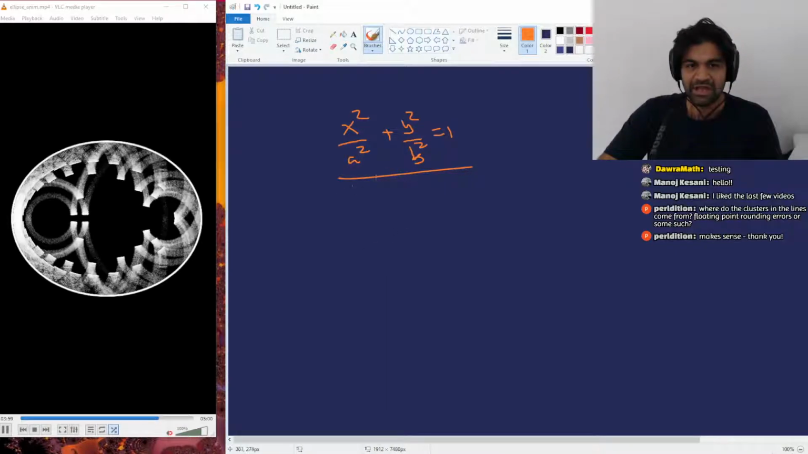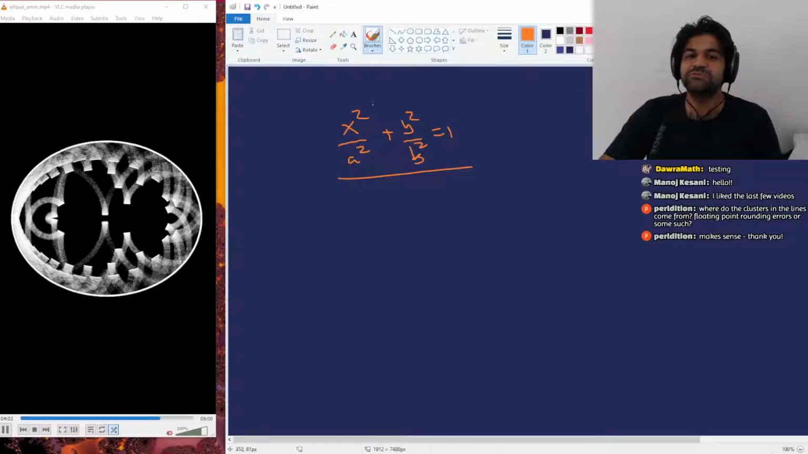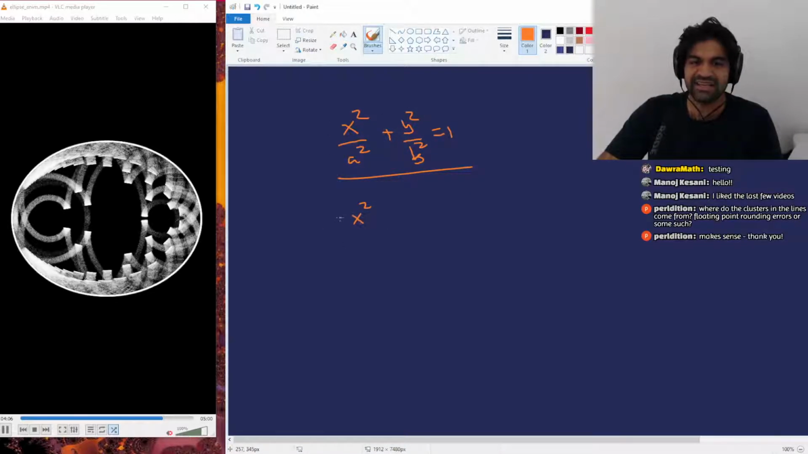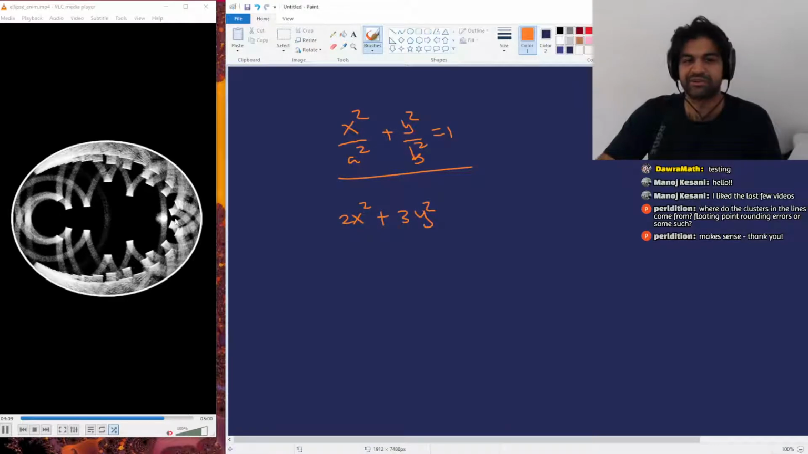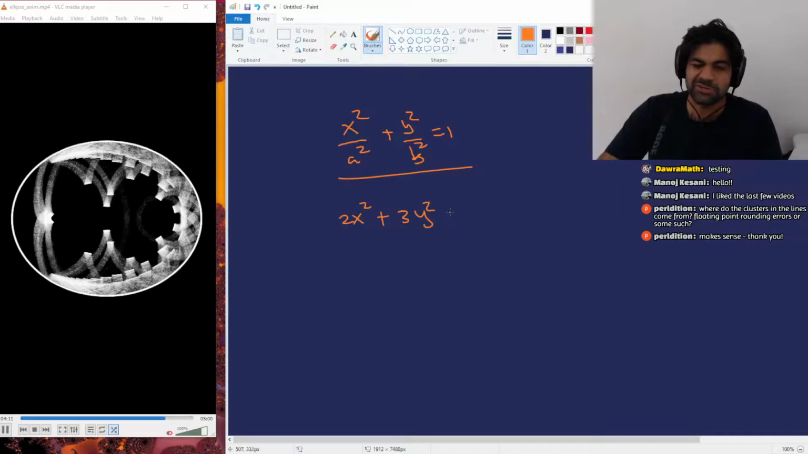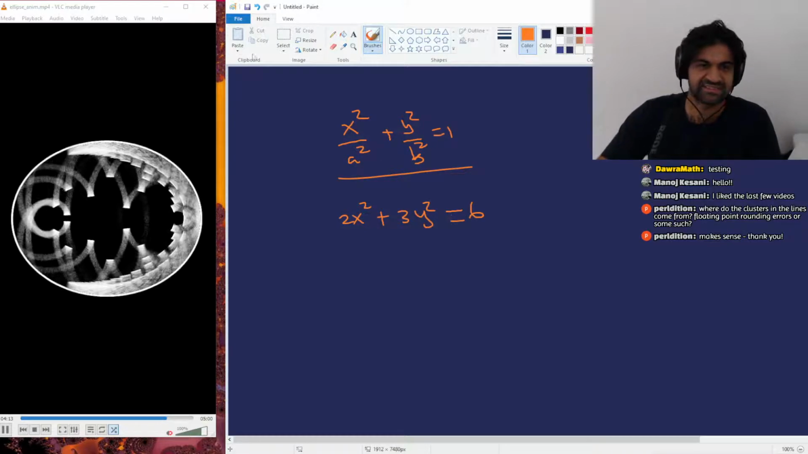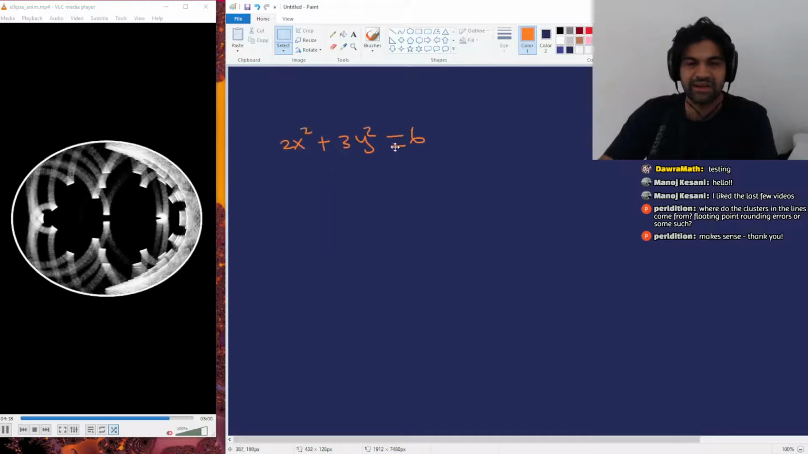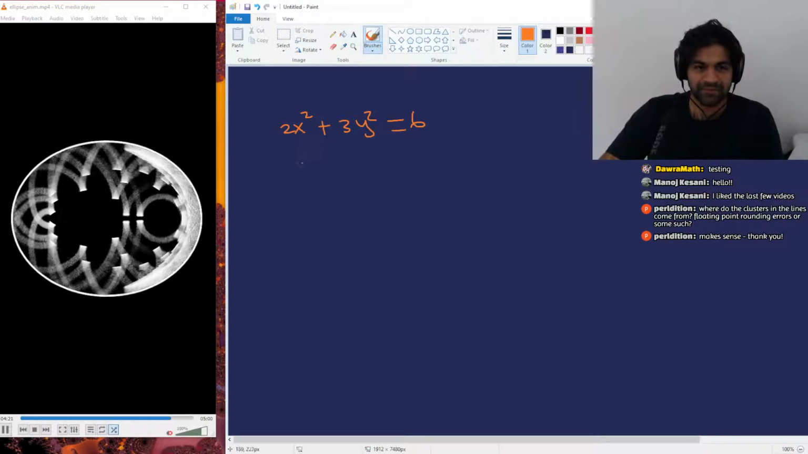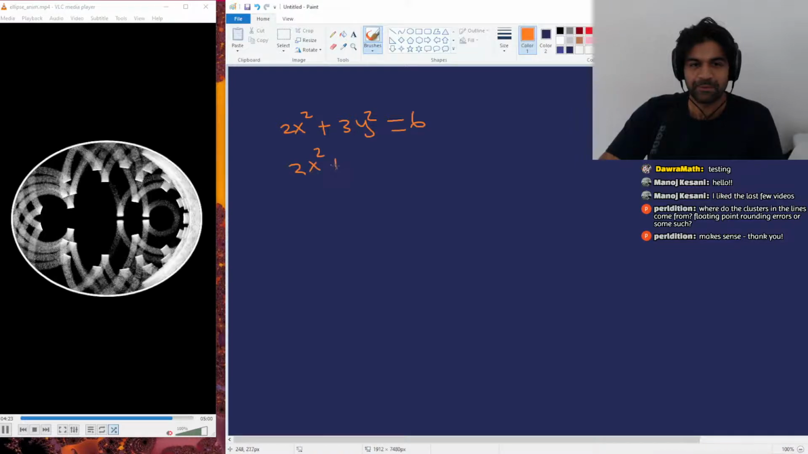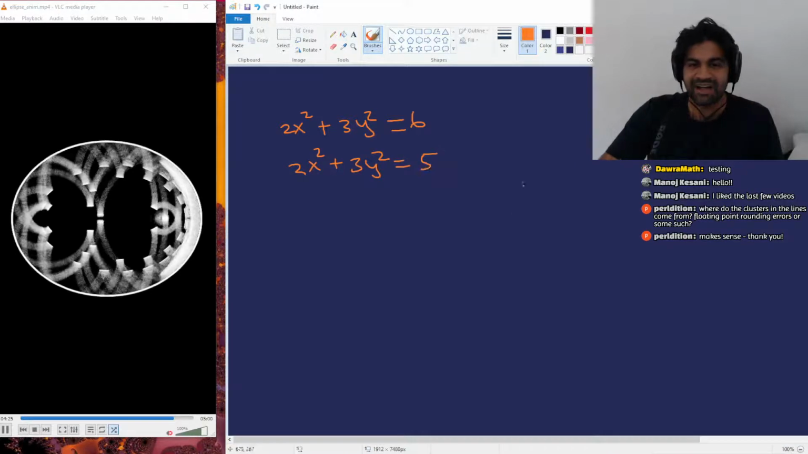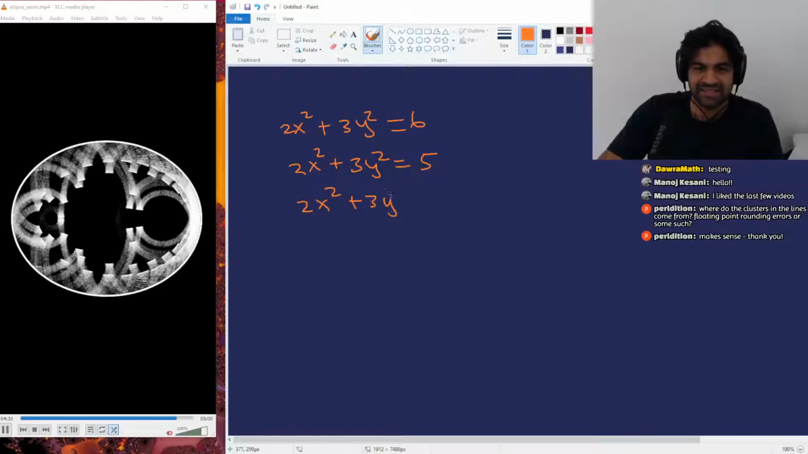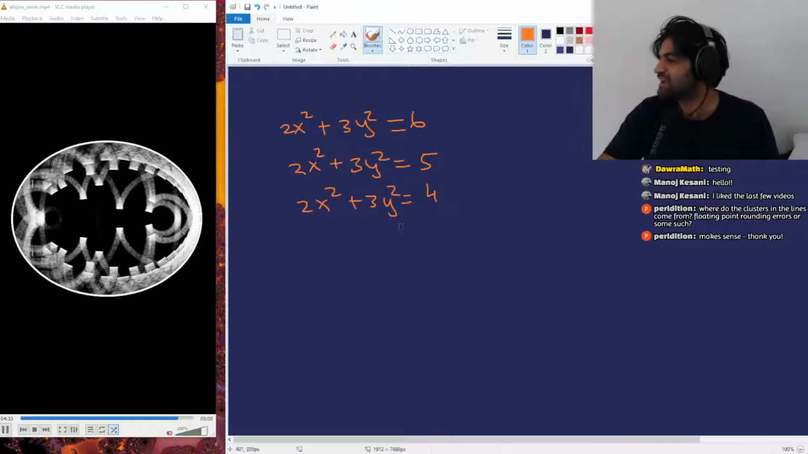Well, notice that if you were to do a contour plot of this equation, I think I did 2x squared plus 3y squared equals 6 for this particular ellipse. Now you might notice that if you do 2x squared plus 3y squared equals 5, you'll get a different ellipse. And if you do 2x squared plus 3y squared equals 4, you get a different ellipse.